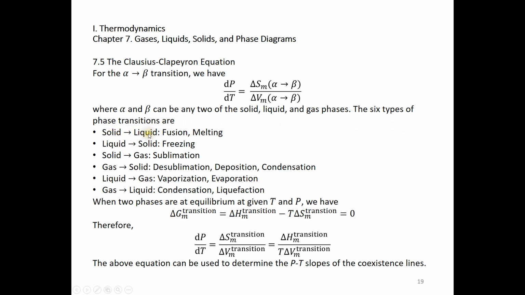From solid to liquid, it's called fusion or melting. From liquid to solid, it's called freezing. From solid to gas, it's sublimation. From gas to solid, well, there are 3 words: desublimation, deposition, condensation. From liquid to gas, it's vaporization or evaporation. From gas to liquid, it could be condensation or liquefaction.